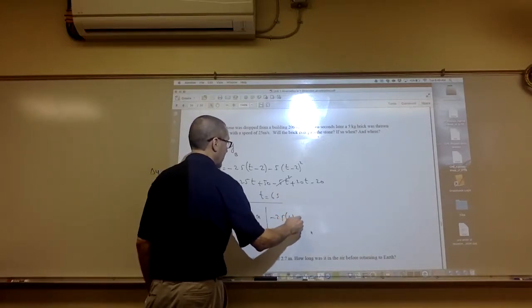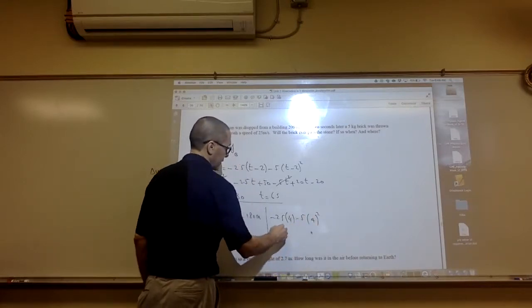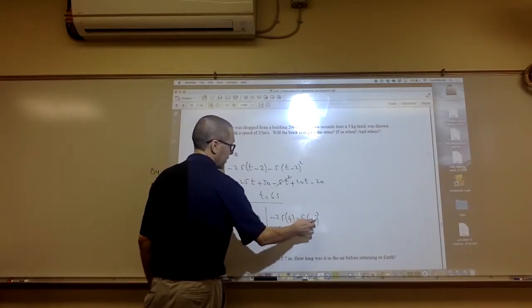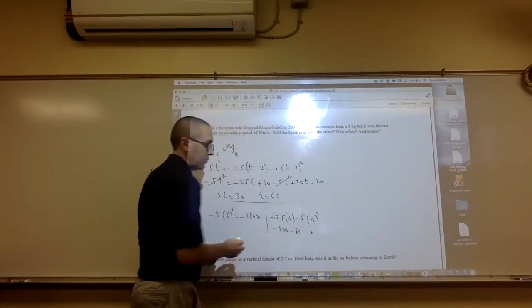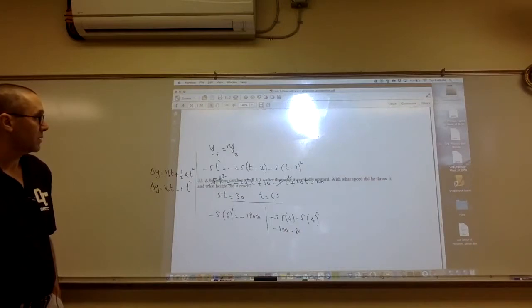That's going to be 4 minus 5 times 4 squared. So this is negative 100 minus, now that's 80. So that's going to give you negative 180 meters from the dropped spot.